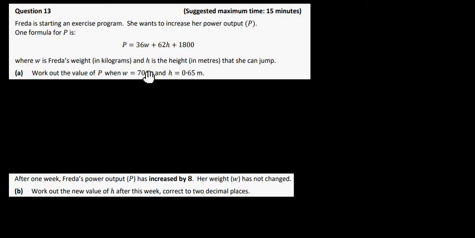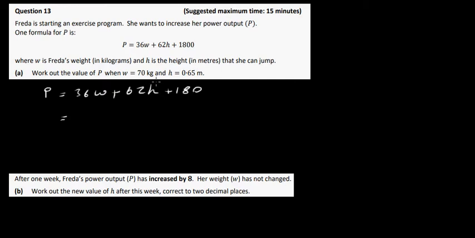P is equal to 36W plus 62H plus 1800, where W is Frida's weight in kilograms and H is the height in meters she can jump. Work out the value of P when W is 70 kilograms and H is 0.65 meters. So this is really just a case of writing down the formula, P is equal to 36W plus 62H plus 1800, and all you've got to do is substitute in these two numbers.